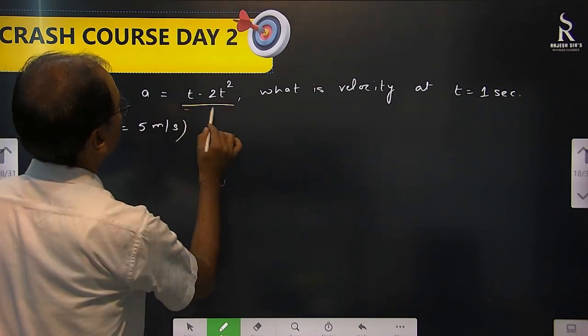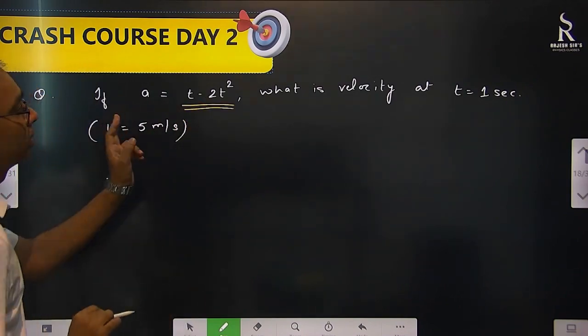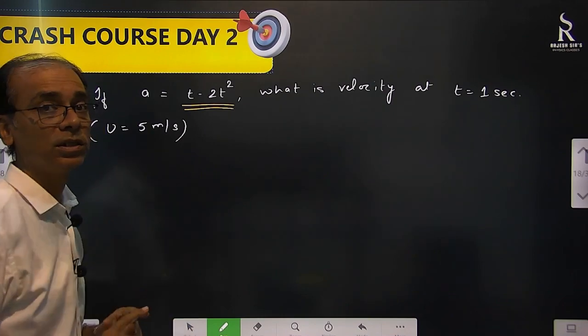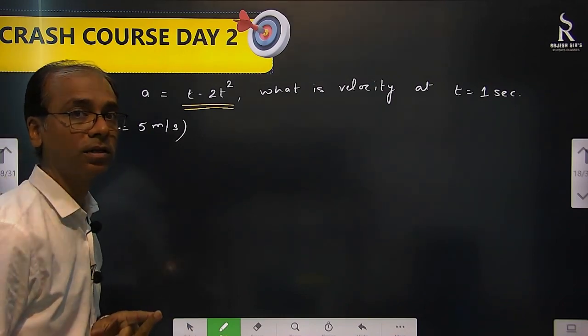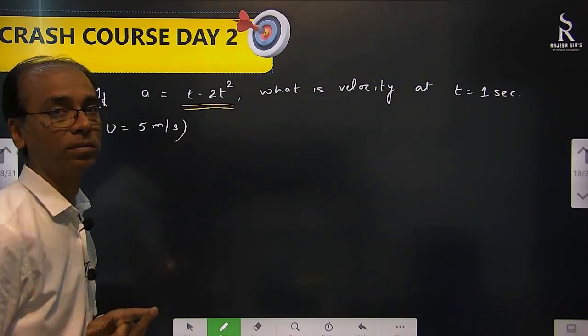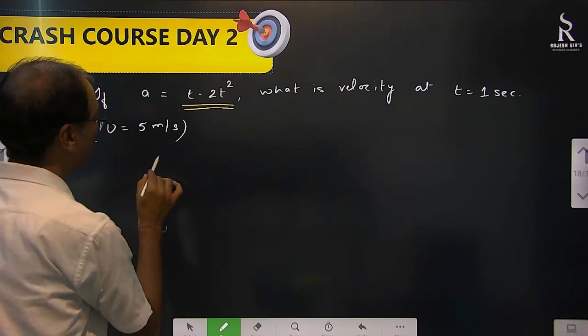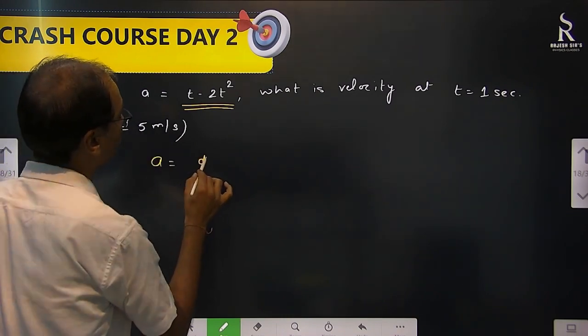Acceleration is given as t minus 2t square. Now you see that acceleration is a function of time. It means it is average acceleration or instantaneous? Answer is instantaneous. So instantaneous acceleration means what? So dv by dt.